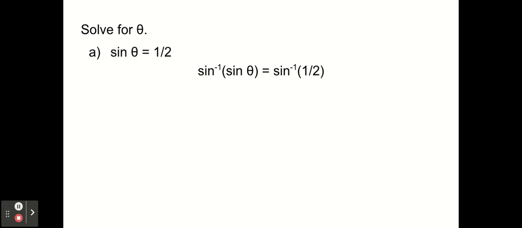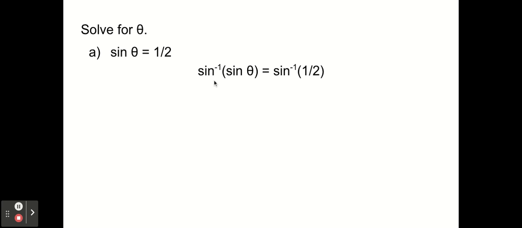You have to make a note here. This is not sine to the -1 times, and this is not sine times theta. These are functions. So it's inverse sine of theta, and this is inverse sine of 1/2. None of this is multiplication.